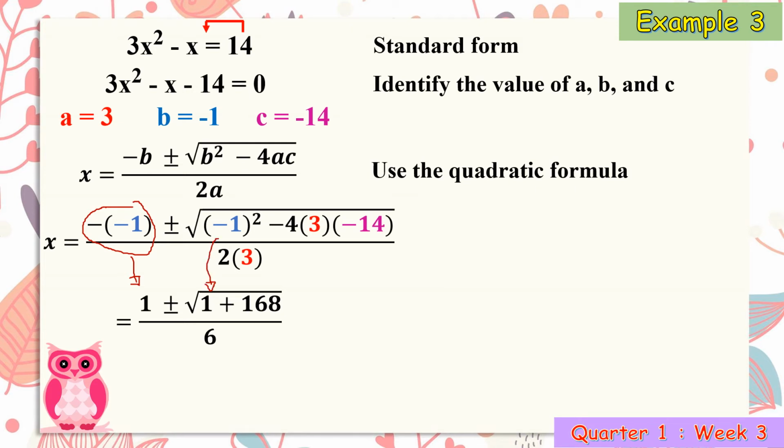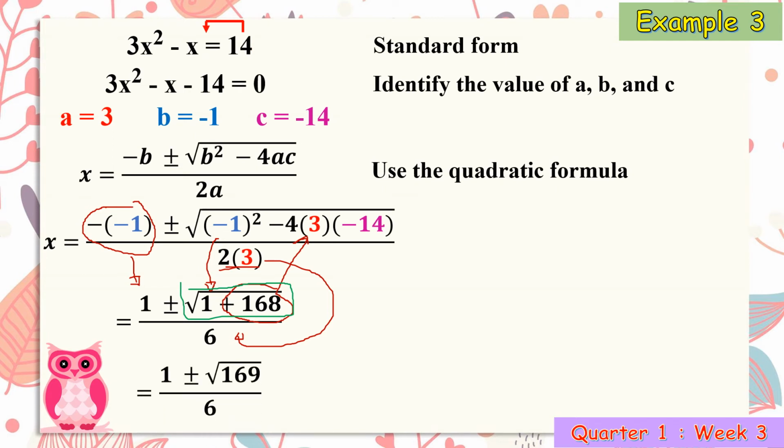Okay? And then you multiply this 3 constant. So you have here negative 4 times 3 is equal to negative 12. Negative 12 times negative 14, we got here positive 168. Okay, that's why you got here 168. Then, yung atin pong denominator, 2 times 3, that will give us positive 6. Okay, then afterwards, let us simplify ito pong nasa loob ng ating radical sign. So 1 plus 168 will give us 169.